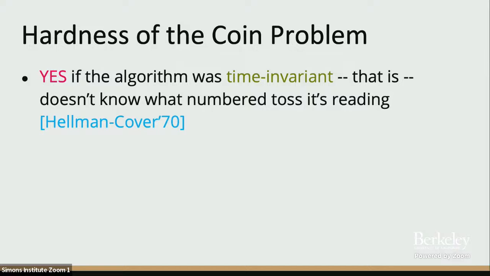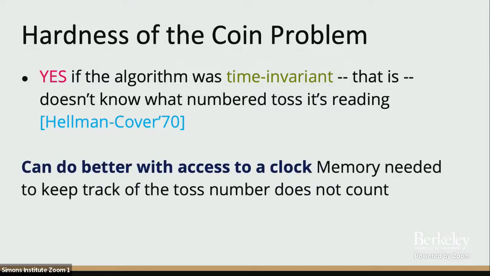In this talk, we will look at time variant streaming algorithms. So basically, you can do much better in memory if you have access to a clock. That means that you know which numbered coin, which numbered toss you're reading, and just this information lets you save on memory. There are multiple motivations for studying this computation model in practical applications. For example, maybe you just have access to a clock in the computer, and that is an approximation for what numbered toss you're reading.